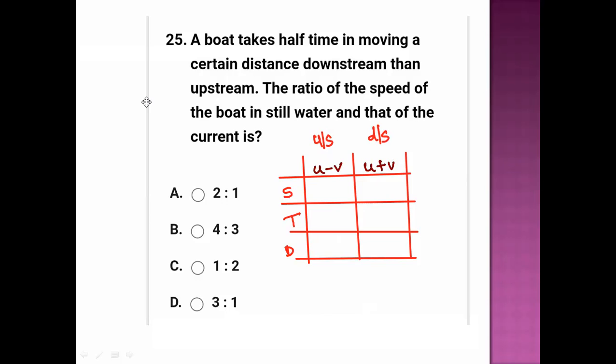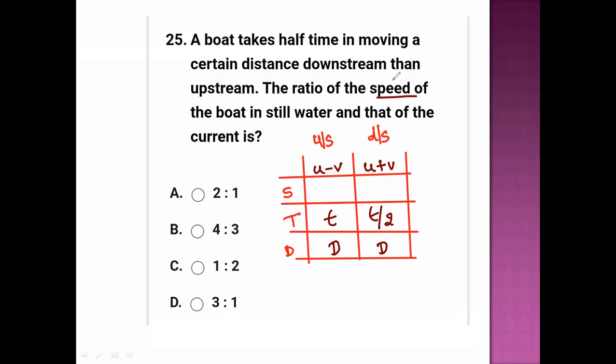So a boat takes half the time in moving a certain distance downstream than upstream. That means it is moving the same distance upstream and downstream. If on the upstream side it takes a time t, then on the downstream side it will take half that time, that is t by 2.